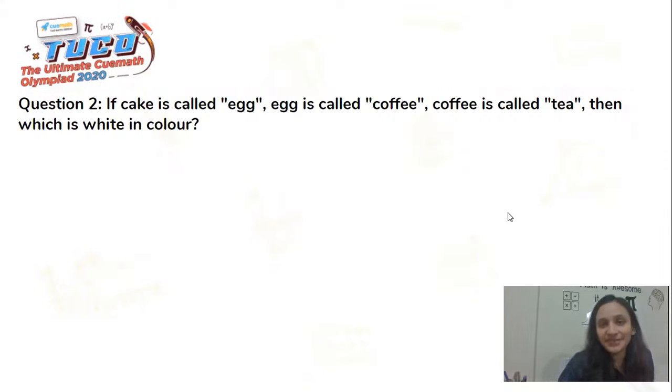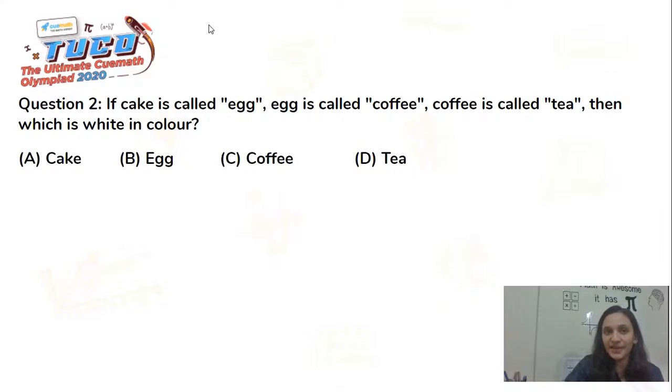Okay, so again we have the same type. Quickly, all of you can read this question, try answering this question. Meanwhile, I'll be solving it for all of you, and you can then check whether you've gotten to the right answer or not. If cake is called egg, egg is called coffee, coffee is called tea, then which is white in color? These are all the options that we have.